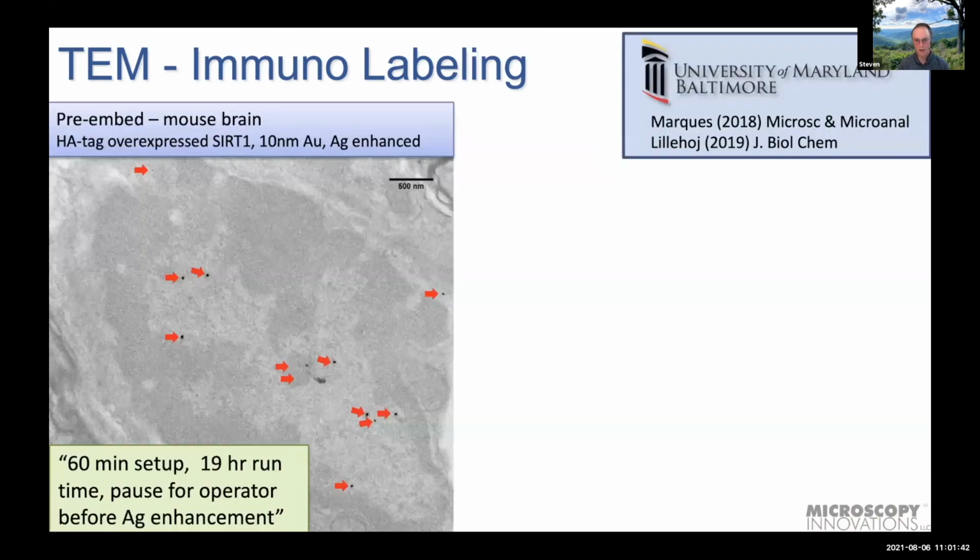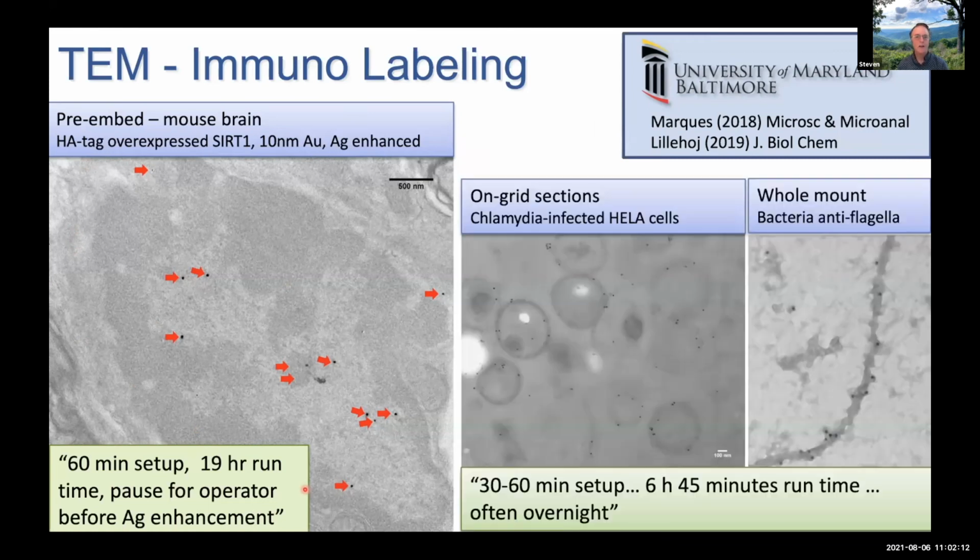This came actually from the laboratory of Ru Ching. And in this work, we see pre-embedding mouse brain with silver enhancement. And this publication described the process as a 60-minute setup, a 19-hour runtime. There was a pause in the program for the operator to add the silver enhancement reagent, which can be quite labile, and then it continued processing.